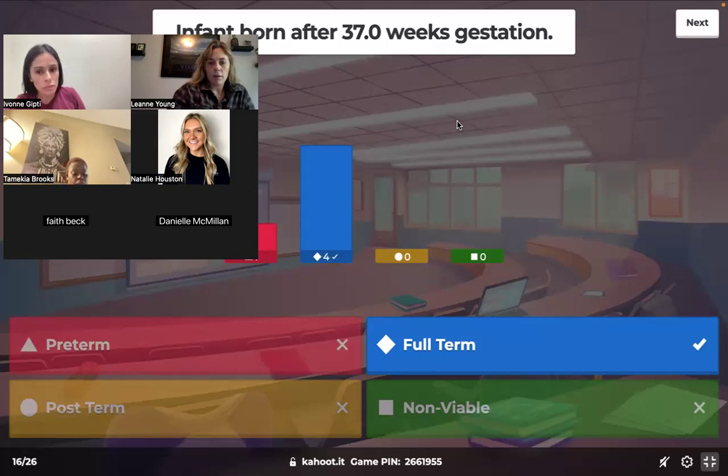After 37 weeks gestation is considered a full-term infant. Preterm would be anything before 37 weeks. So 37 weeks is kind of your definition: after that is full term, before that would be your preterm. Post term would be anything after 40 weeks.